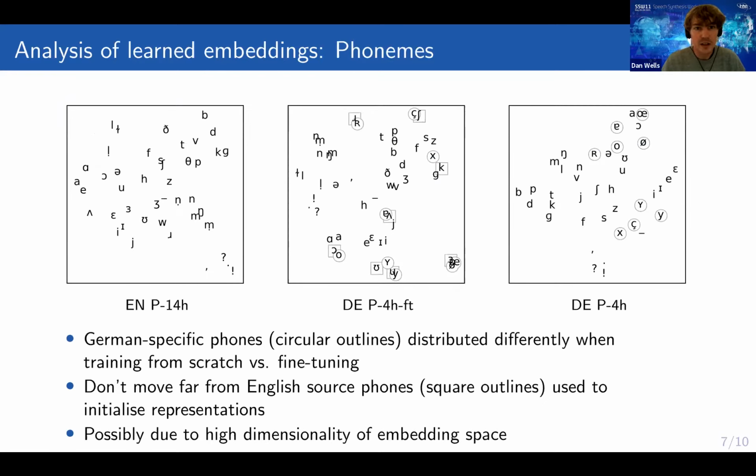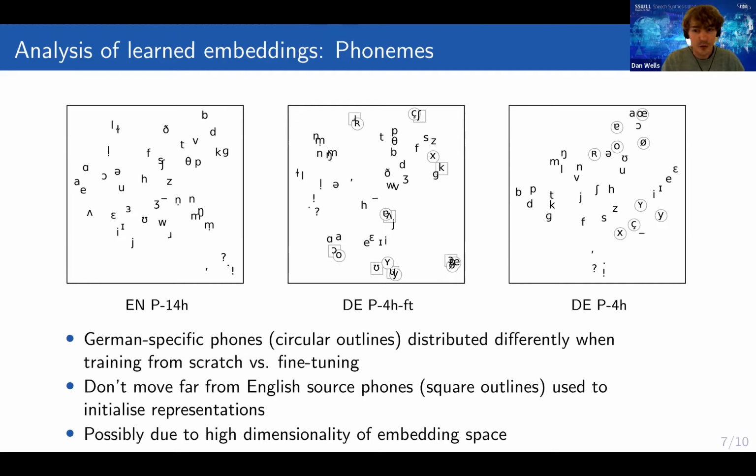Now, moving on, we'll look at the embeddings learned by the phoneme-based systems. So I've got three systems here. On the left-hand side, the English base model. In the middle is the German model, fine-tuned with 4 hours of data. And on the right is the German model trained from scratch. In all of these, the phones which are only observed in the German data are marked by circular outlines. And because this is a phoneme-based model, at the beginning of the fine-tuning, we initialize the representations for those German-specific phones using the nearest equivalent English phone, basically according to phonological feature distance. And those are marked here with the square outlines.